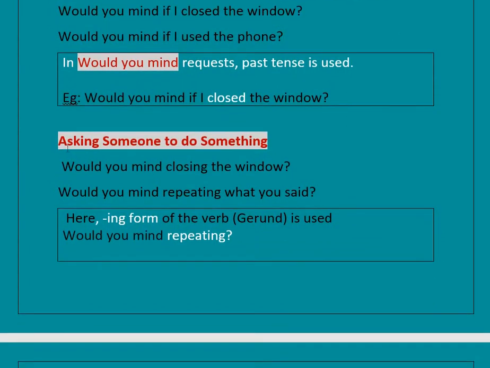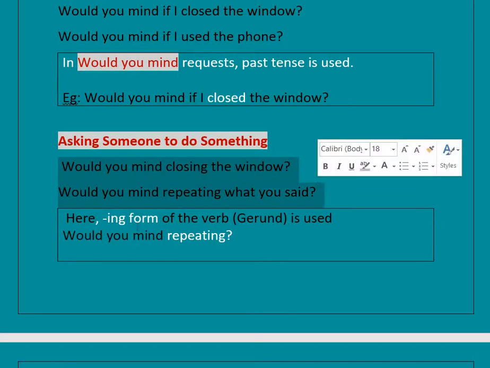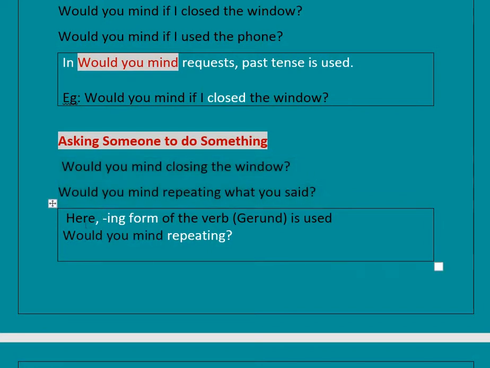Then asking someone to do something. Would you mind closing the window? Would you mind repeating what you said? Here, the ing form of the verb, that is gerund, is used. Would you mind repeating?